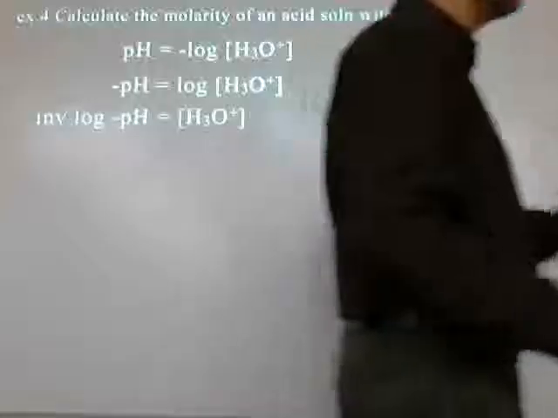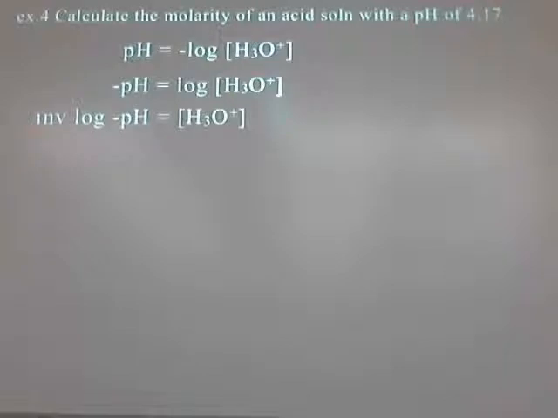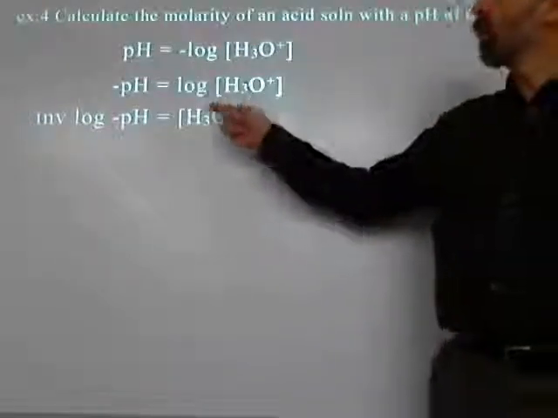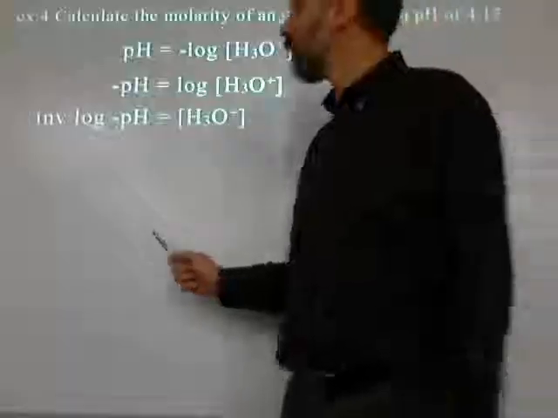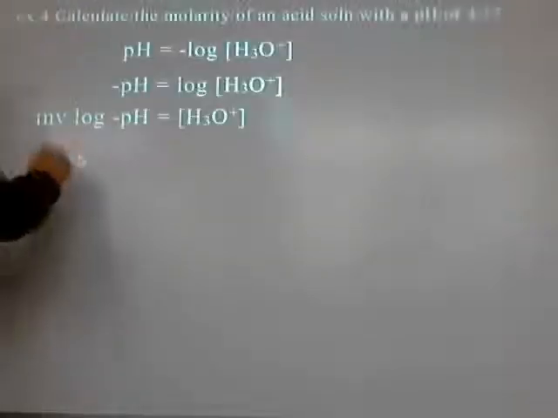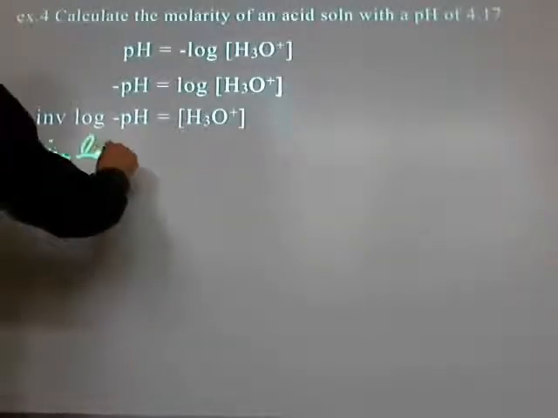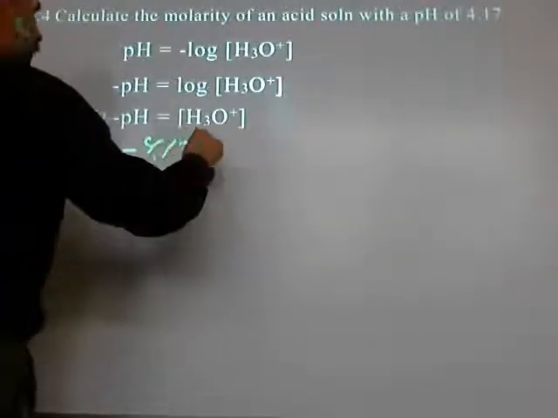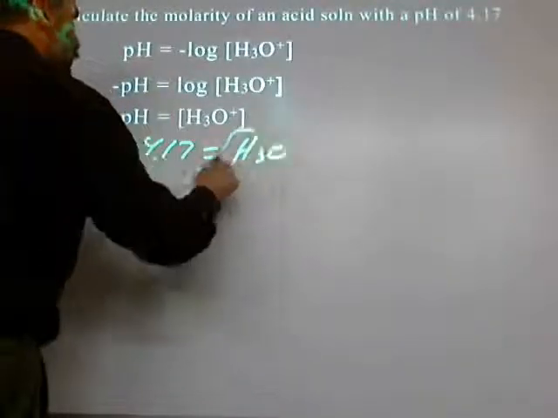How do you do an inverse log? Well, on your calculator, just find the second, however you were doing the log, you just find the second or the inverse function and do that with it. It probably says 10 to the something power, right? Yeah, 10 to the x power, 10 to the y, whatever it calls it. Okay? So, don't forget to plug in the negative. What this comes out to be is the inverse log of negative 4.17 equals the hydronium.